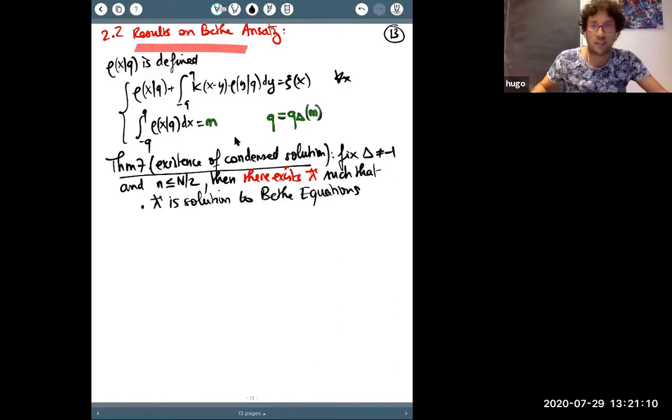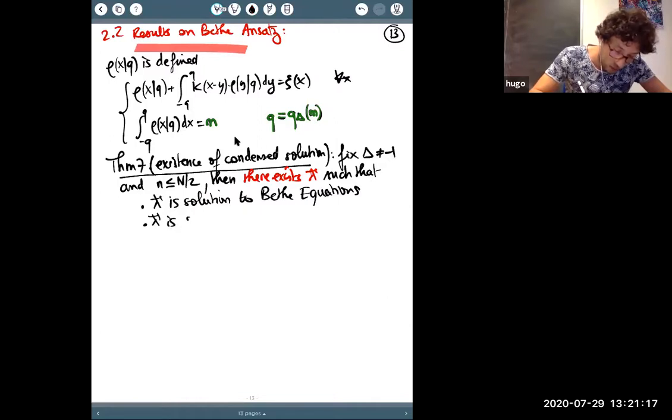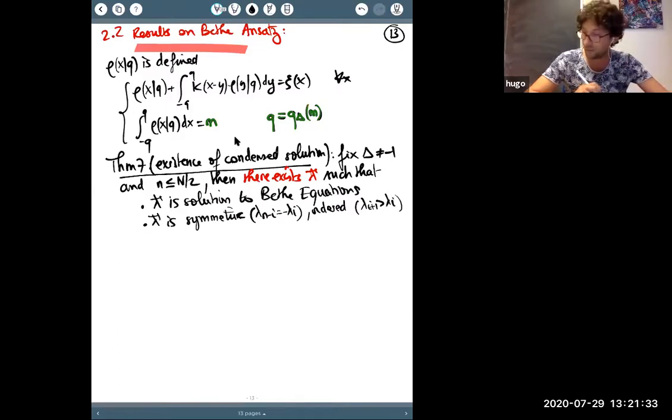So this will be the equivalent of the Yang and Yang paper. I ought to also have that lambda is symmetric. This is just because it's convenient. So it's lambda of n minus I equal minus lambda I, and ordered, meaning that lambda I plus 1 is strictly larger than lambda I for every I. This is just a tiny thing. I mean, this is not important.